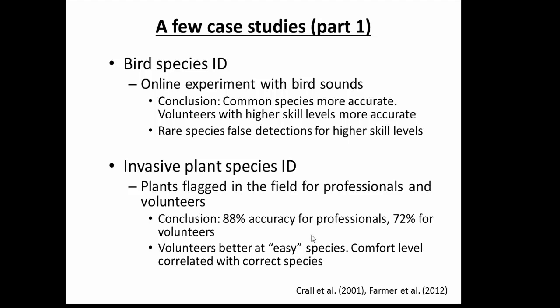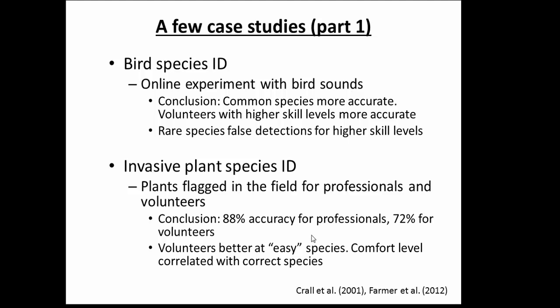And the conclusion was that common species were more accurate and that volunteers with higher skill level were more accurate in general. However, those volunteers with the higher skill level also had higher rates of false detections for the rare species. So they were hearing those uncommon species when they weren't really there.